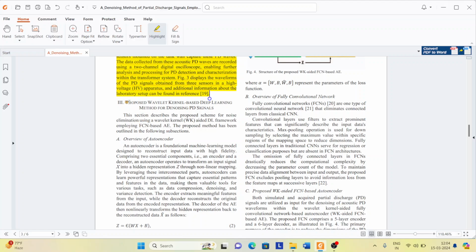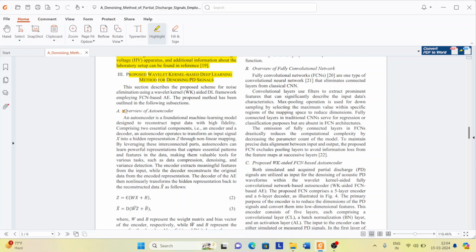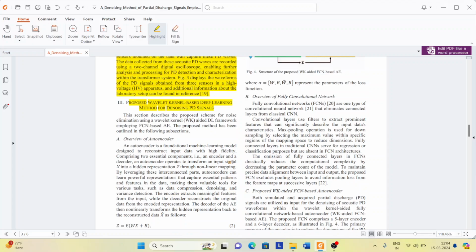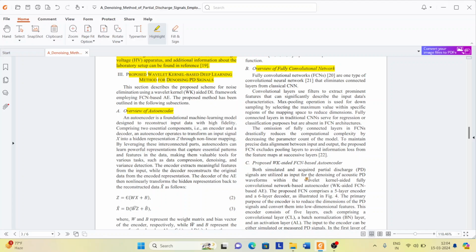Next, what is the proposed method that we have used? First one, the overview of the autoencoder. Already I have discussed the autoencoder, what it means and how it works. Next one is the overview of the fully convolutional network. So this is the overview of the fully convolutional network, which we have written here in short form.